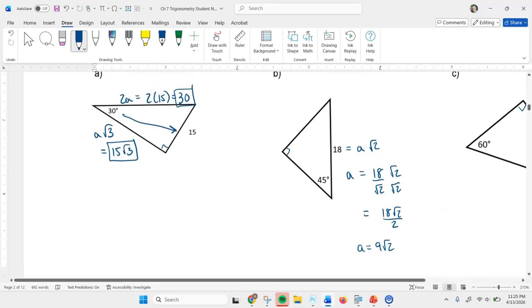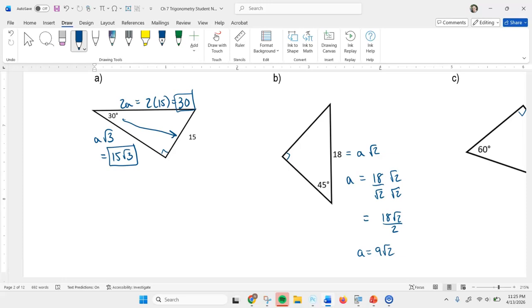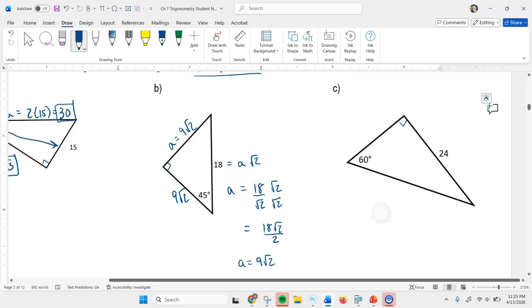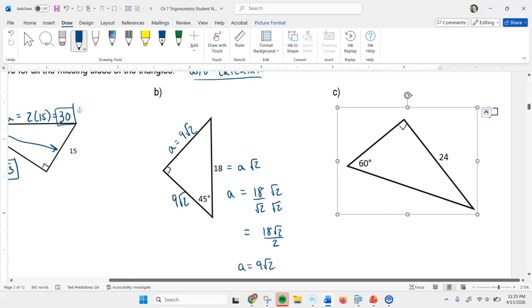So now we have everything that we need. So remember, these two sides are A. So this side here, that's A, is 9 root 2, and this side here would also be 9 root 2. Okay, I want you guys to see if you can use that same concept that we've done now in these first two to see if you can figure out how to do letter C. So I'll help you get started.